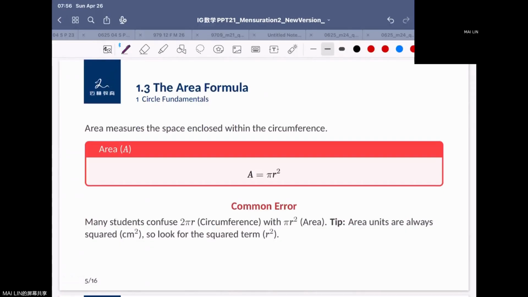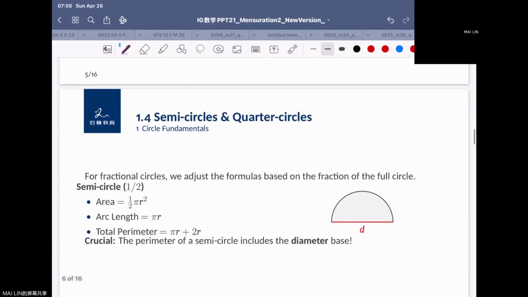And the area formula we can write as the area equals pi times r squared. Okay, so here r means radius. Pi is a constant value approximately equal to 3.14, okay? And so many students confuse 2 pi r with pi r squared. So please always remember that pi r squared, you have r squared, you have meter squared that represents the area. And we just have r radius here represents the circumference, okay?